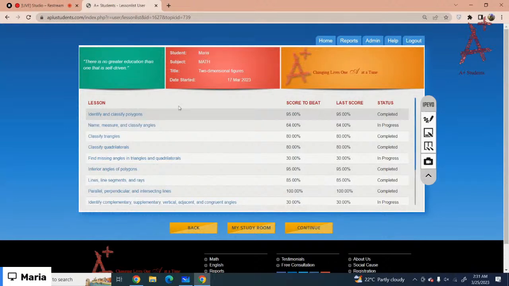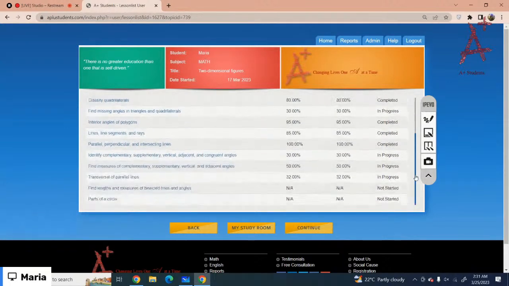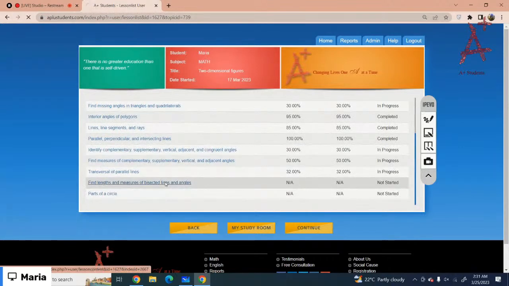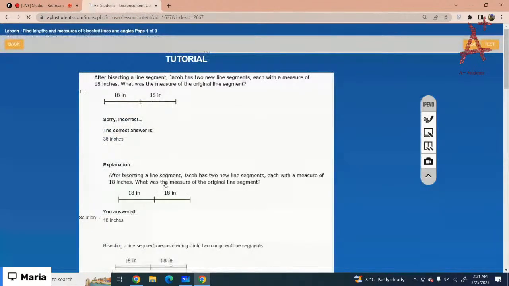Okay, the next one is find length and measure of bisected lines and angles. After bisecting a line segment, Jacob has two new line segments, each with a measure of 18 inches. What was the measure of the original line segment?